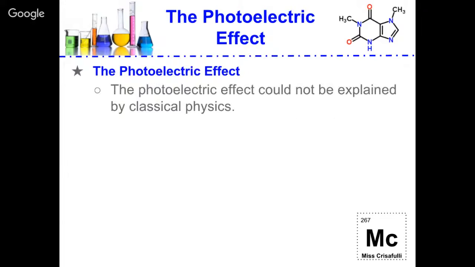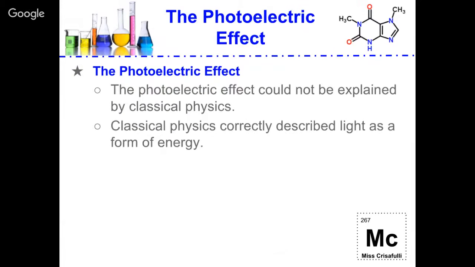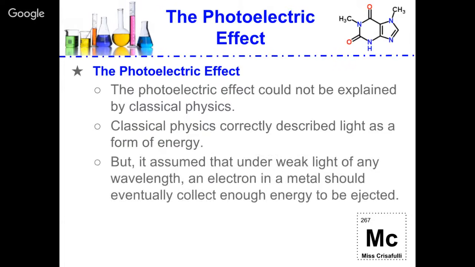So the photoelectric effect could not be explained by classical physics. Classical physics correctly described light as a form of energy, but it assumed that under weak light of any wavelength, an electron in a metal should eventually collect enough energy to be ejected.